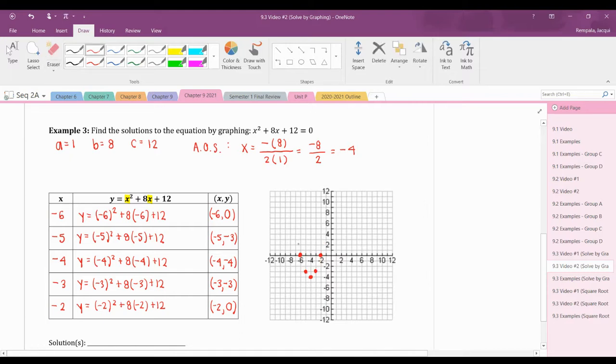Oops, make sure you actually hit every point. Man, I'm making mistakes today. Okay, so every point is hit. I got my arrows. There's my parabola.